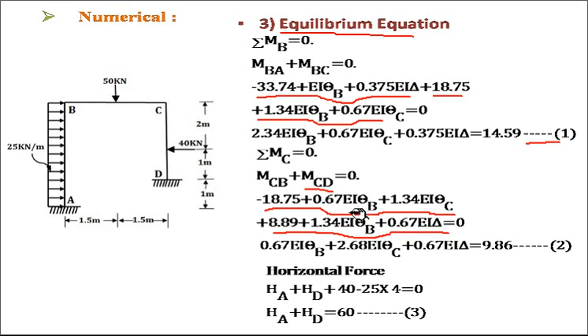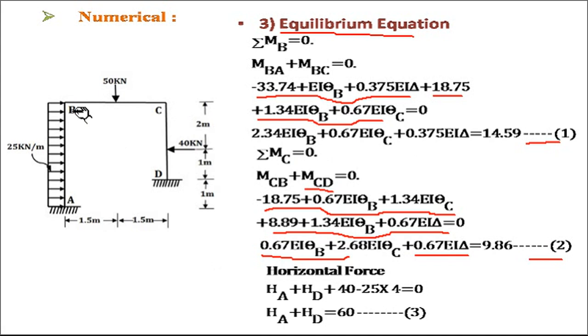Collecting the terms of EI theta B, EI theta C, and delta, we get the second equilibrium equation: 0.67 EI theta B plus 2.68 EI theta C plus 0.67 EI delta equal to 9.86. So in this frame there are three unknowns: theta B, theta C, and the sway, delta. Three equilibrium equations will be required. Already two we have seen, now the third equilibrium equation.